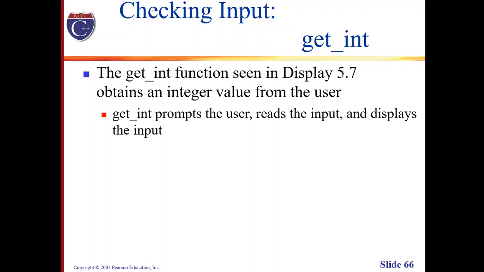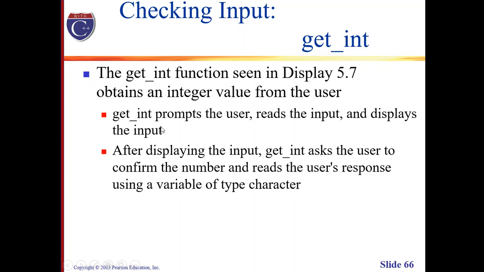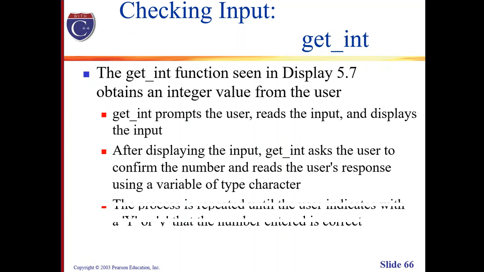we have an example in 5.7 which obtains an integer from the user. So in this case, the function getInt prompts the user, reads the input, and displays the input. After displaying the input, the function getInt will ask the user to confirm the number and reads the user response using a variable of type character. The process is repeated until the user indicates with a yes answer that the number entered is indeed correct. To see the example, let's take a look at the source code.